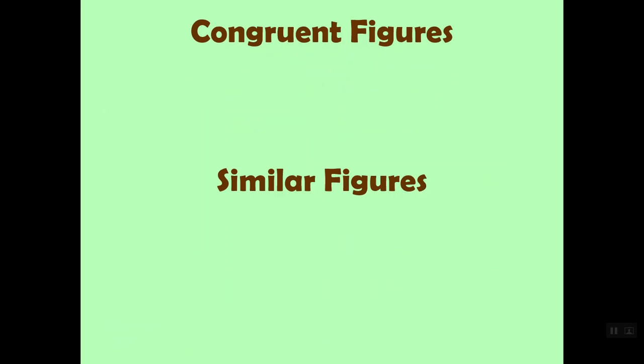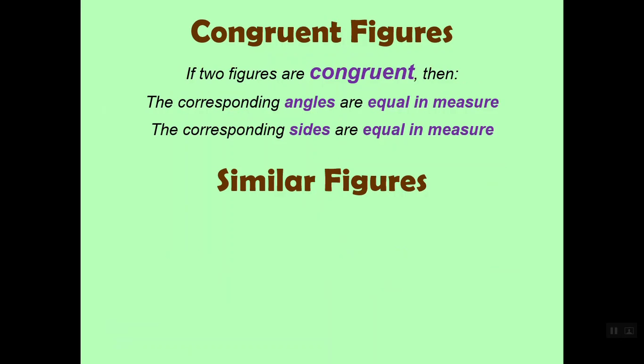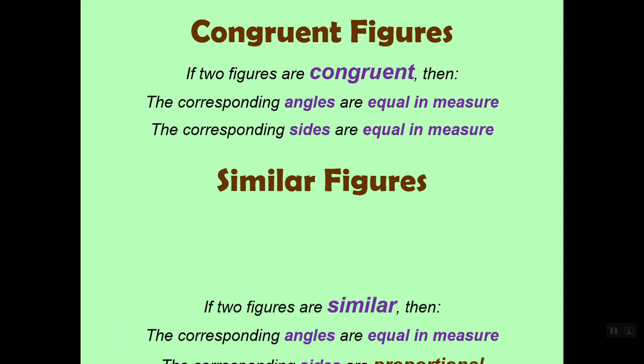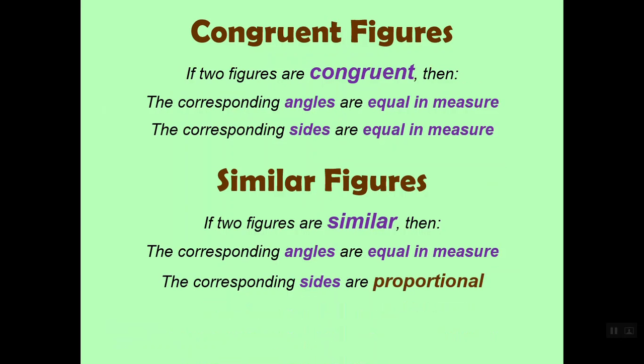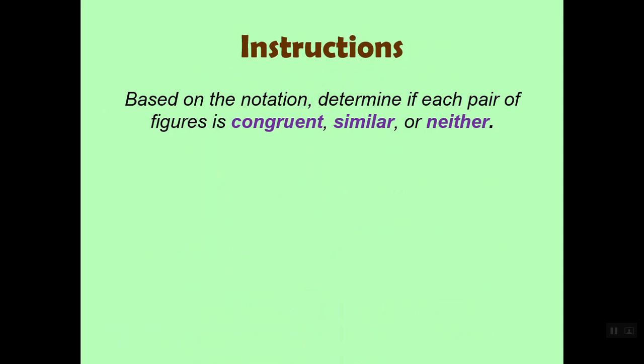Let's quickly review. If two figures are congruent, the corresponding angles are equal in measure, and the corresponding sides are also equal in measure. If two figures are similar, the corresponding angles are equal in measure and the corresponding sides are proportional. All right, in the next examples, we're going to decide, based on the notation given in each figure, whether they are congruent, similar, or neither.